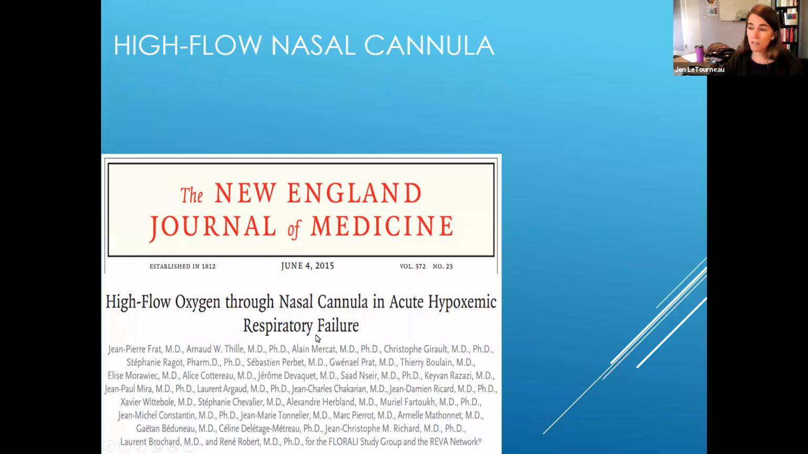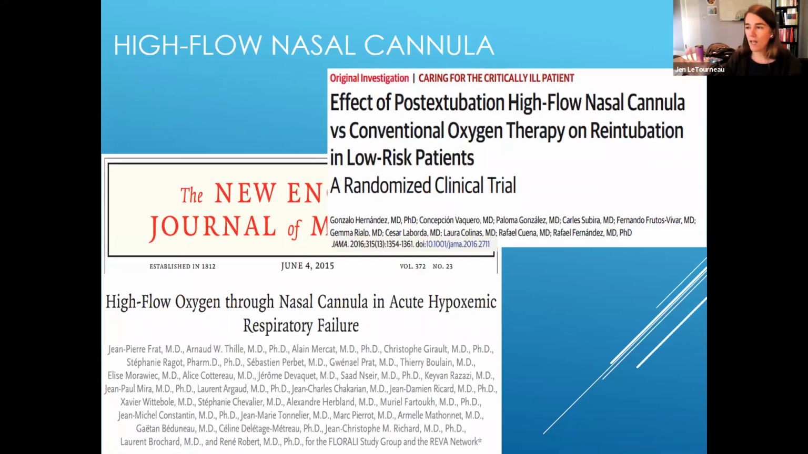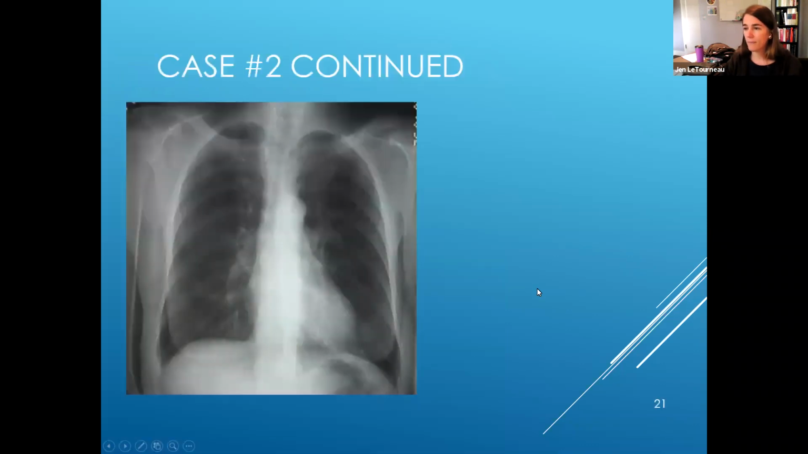So there are a couple of articles. 2015, 2016 is really when this became hot stuff. If you wanted to look at these articles, there have been people who've talked about extubating even with higher FiO2 and then going to high flow nasal cannula, and that can decrease reintubation rates. So there's some data that this device is helpful.